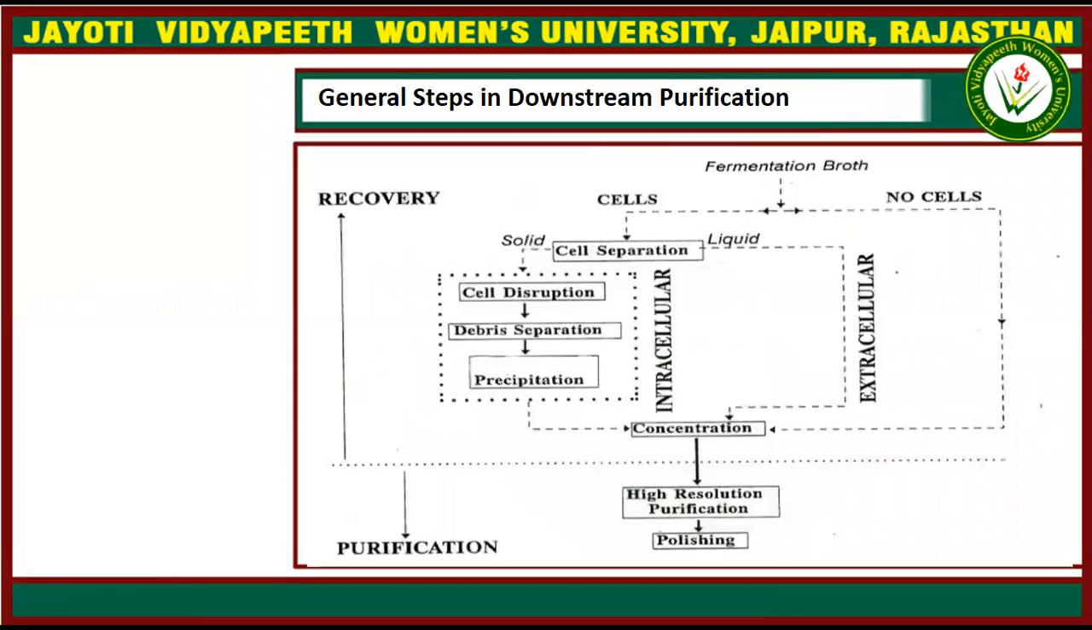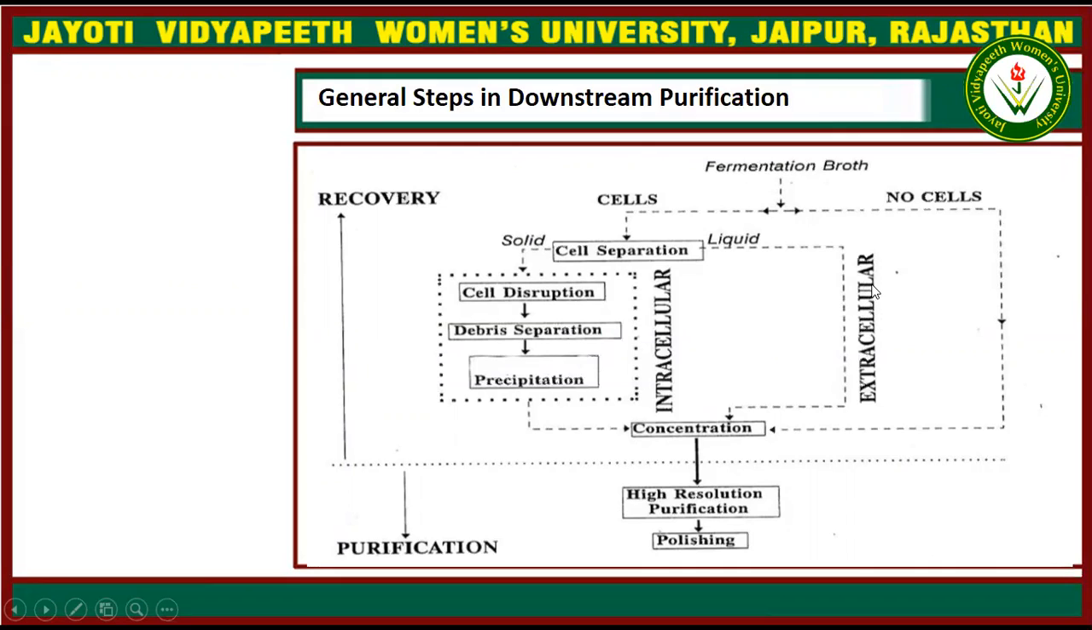So, what are the various general steps in downstream processing? How do we get the product from downstream processing? Here there is a diagram in which we take the fermentation broth, and from this fermentation broth first we remove the extracellular materials.